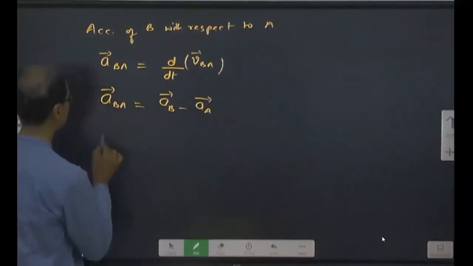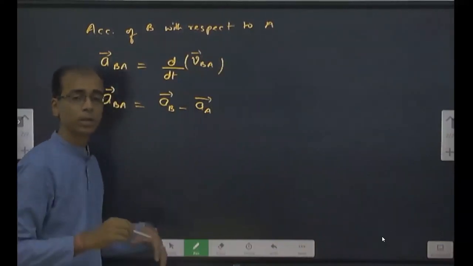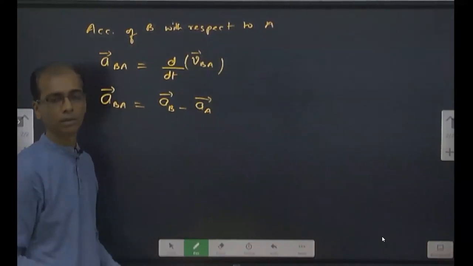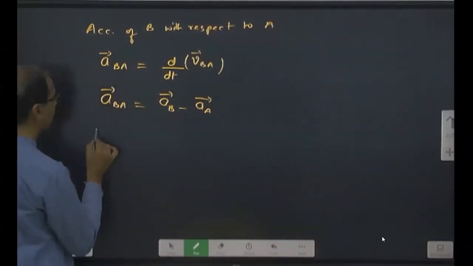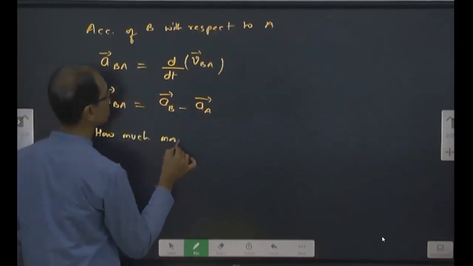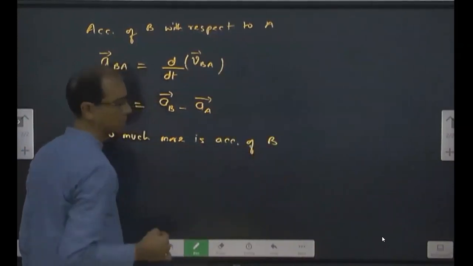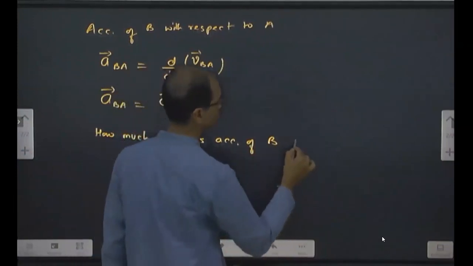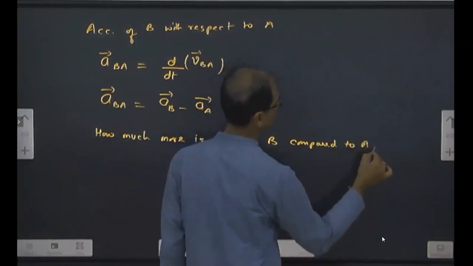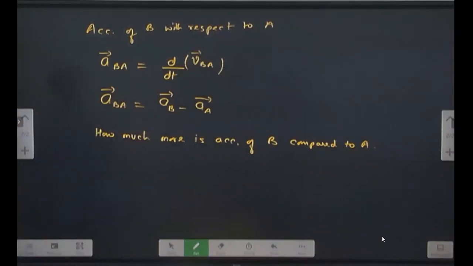And we write it as acceleration of B with respect to A. And in other words, what is it? How much more is acceleration of B compared to A? That is the meaning. Okay, note this one.